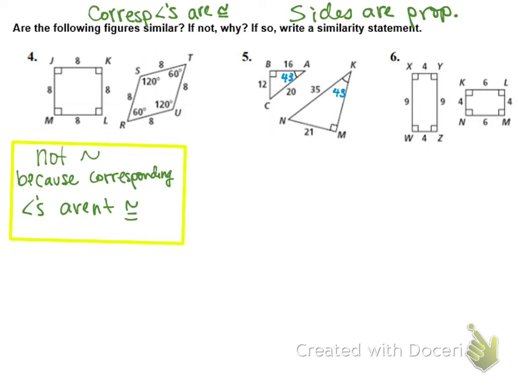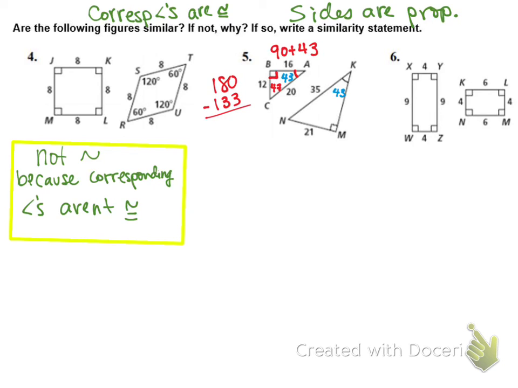How many degrees fit inside of a triangle? 180. How much is taken up by the 90 and 43? 133. You subtract, that means the measure of this angle is? It's 47.